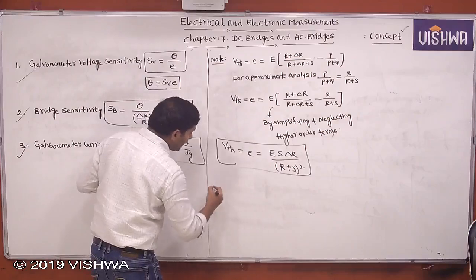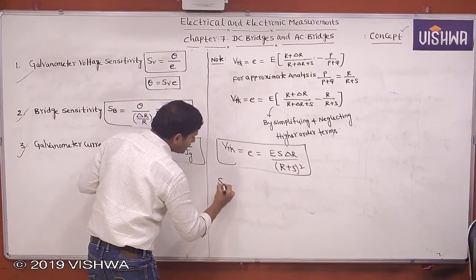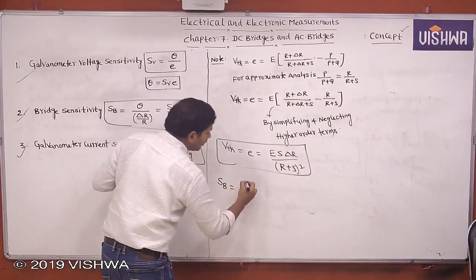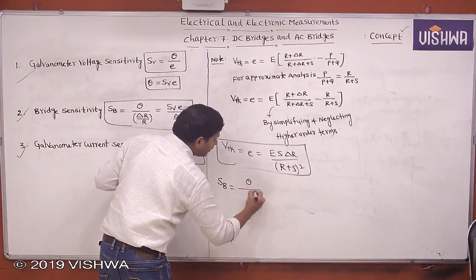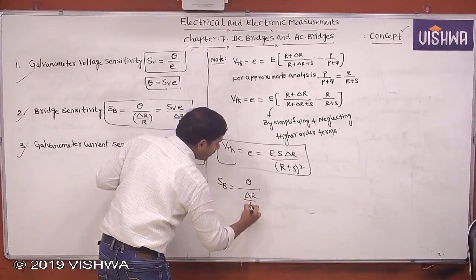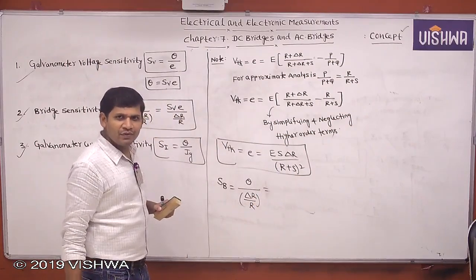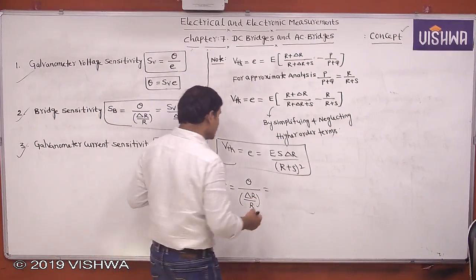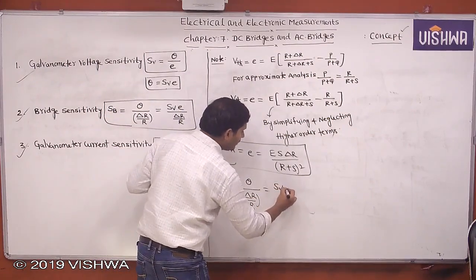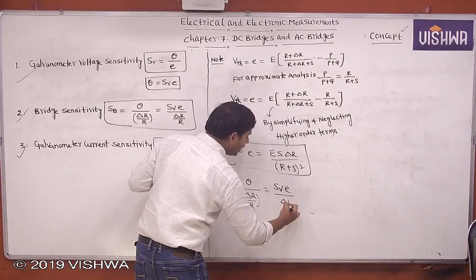But now we know that the bridge sensitivity SB equals theta by delta R by R. The change of deflection per unit change of resistance in a bridge is nothing but the bridge sensitivity. This you can also write like this: SV into E by delta R by R.